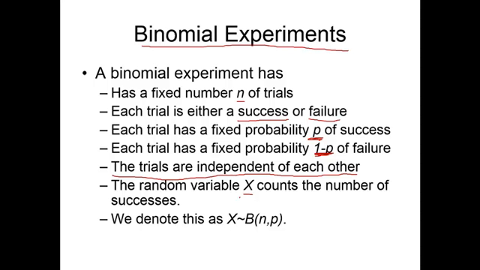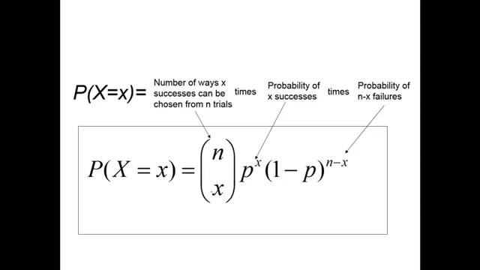There's a random variable that counts the number of successes. That's the same. We have a neat notation to denote binomial: X is a binomial random variable with n trials and a probability P of success. So we have this formula here. I'll show you the formula. The probability that X is equal to little x is n choose x times P to the x power times 1 minus P to the n minus x power.